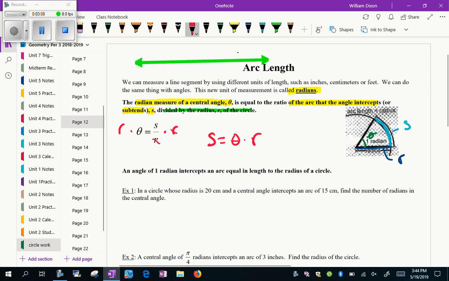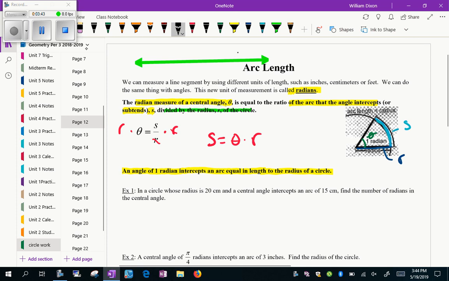Now, something very important, our radian measure obviously is going to be in radians and not degrees. So when we're using this formula, and we're going to see more of this later, we need to be in radian measurement. And just as a side note down here, it says that an angle of 1 radian intercepts an arc equal in length to the radius of the circle. And that just makes sense. And we'll see that again a little later on. So just some important pieces here.